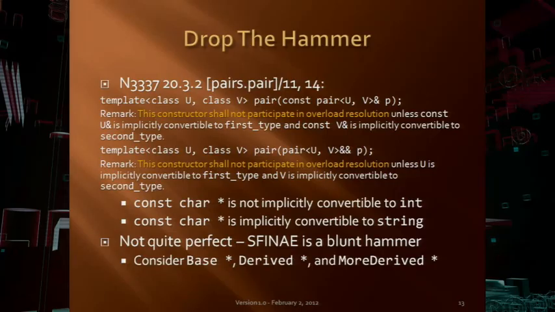Because the pair of more derived star is convertible to both pair of base star and pair of derived star, it gets past this SFINAE check. It says, oh, it is convertible, so I'm going to let this constructor exist. And they would both compile. And then there's no rule to tie-break between them. They're both user-defined conversions, and all user-defined conversions are considered equally good. So in this case, you would still get an ambiguity.